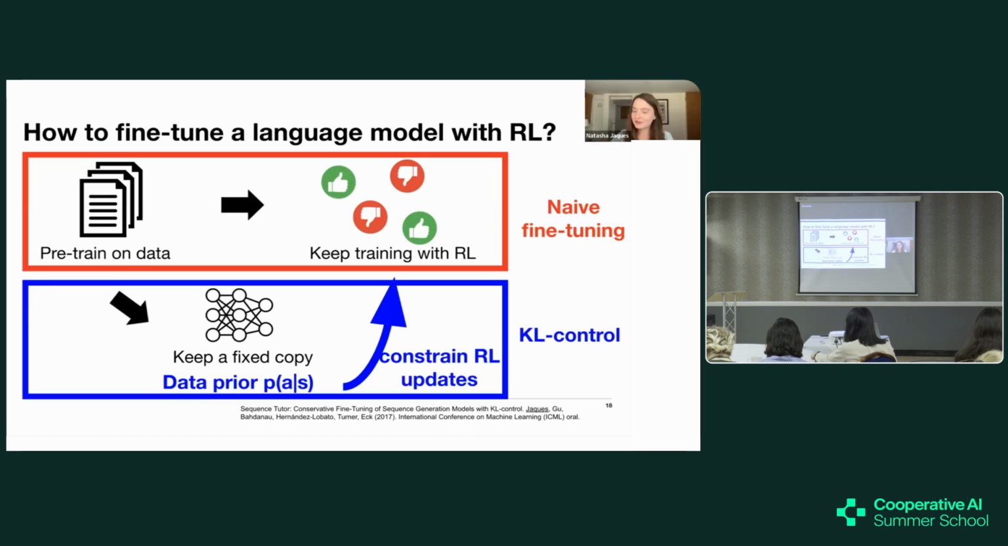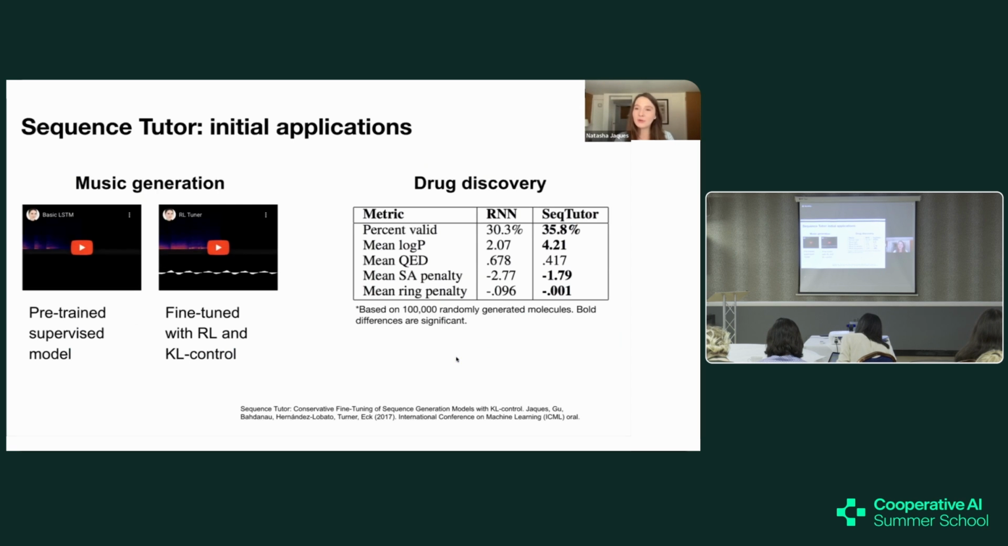So just to give you a picture of that again, the naive fine-tuning approach is you would pre-train a language model and then just do some RL updates. But the KL control approach is you keep around a fixed copy of your language model and you use KL divergence to constrain those RL updates. So how well does this work? Well, back in the day, we were doing this actually for music generation and drug discovery.